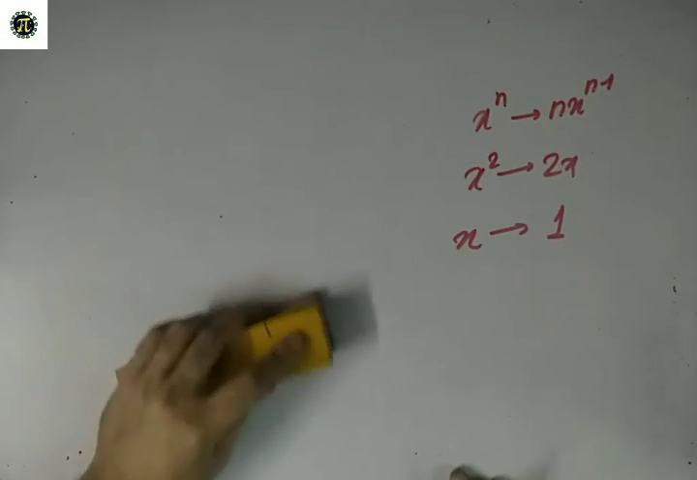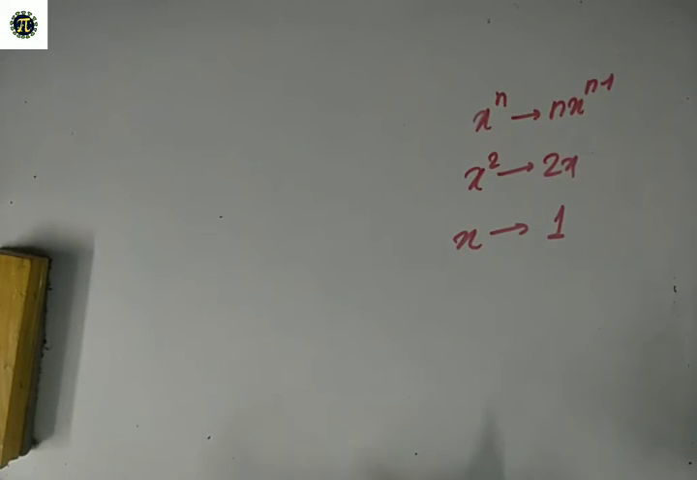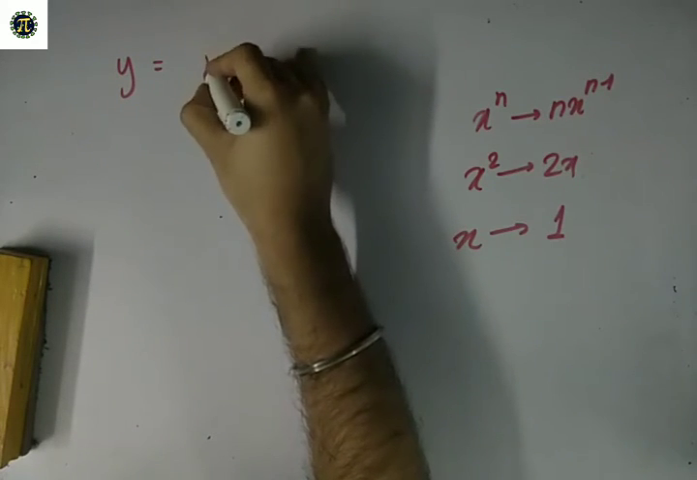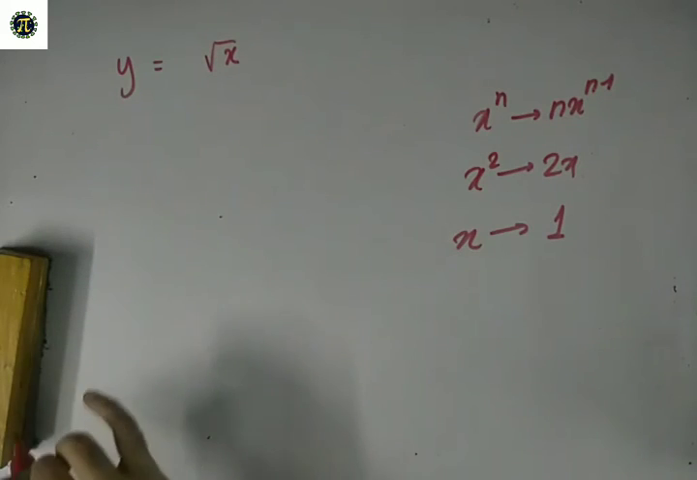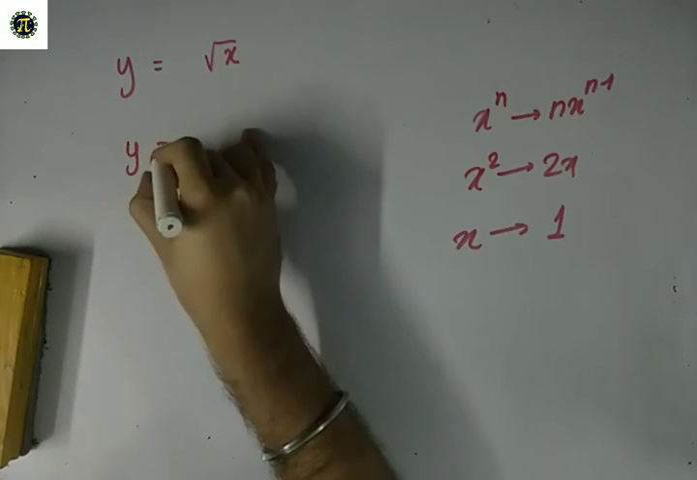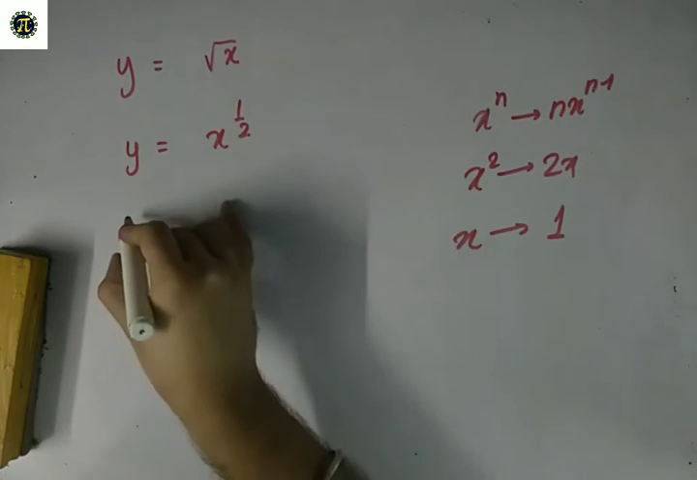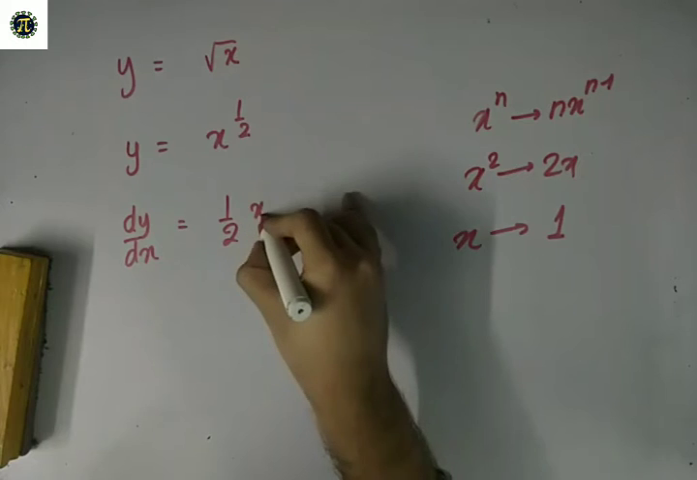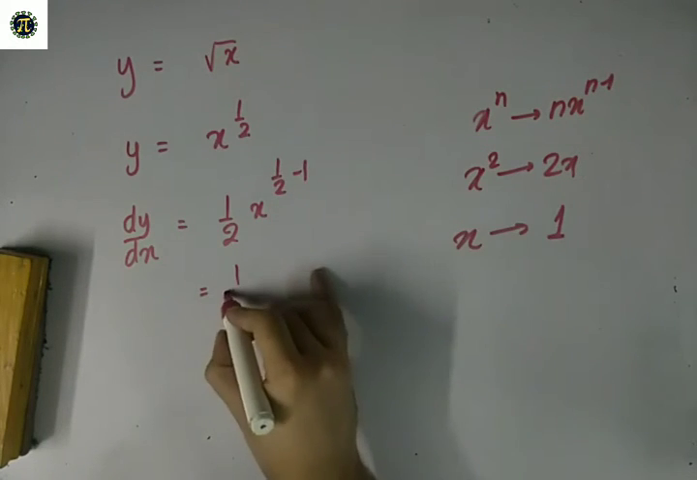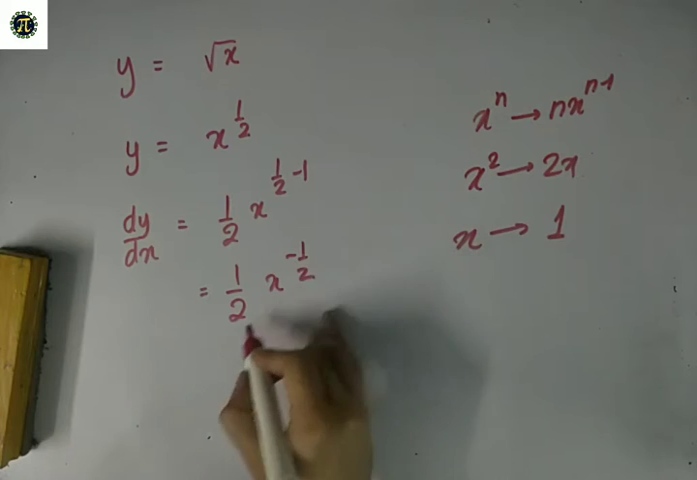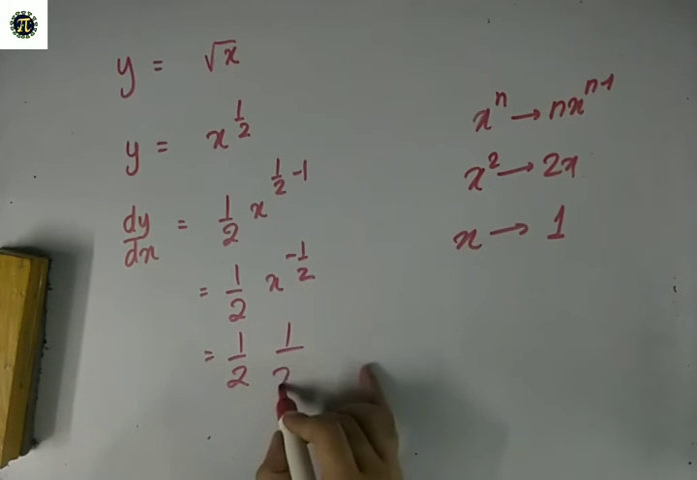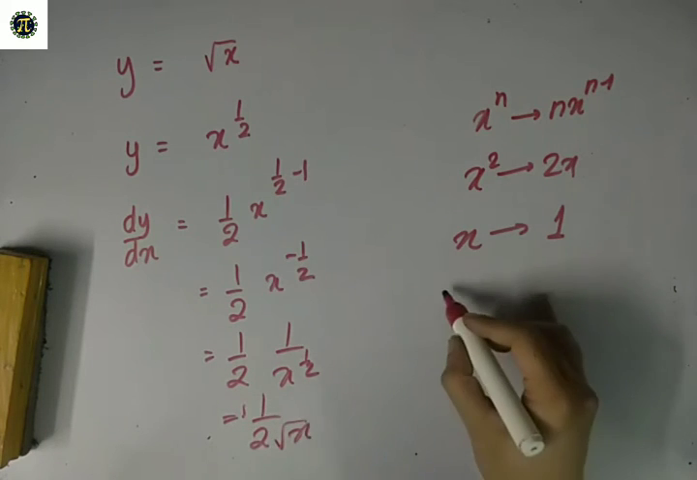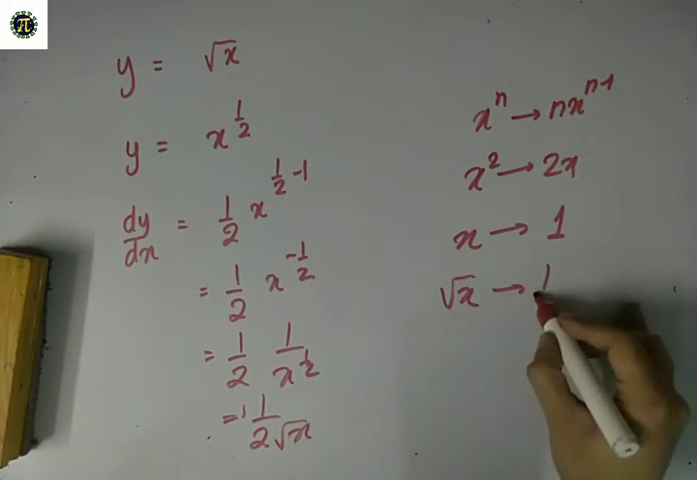Now let's do some important ones also. Let's say y is equal to root x. So we want to differentiate this. Right now it is x to the power half, and we can use the same formula. dy by dx will be half outside, x to the power half minus 1, that is 1 by 2, x to the power minus half, that is 1 by 2, 1 by x to the power half, that is 1 by 2 root x. And we have a formula, root x's differentiation is 1 by 2 root x.